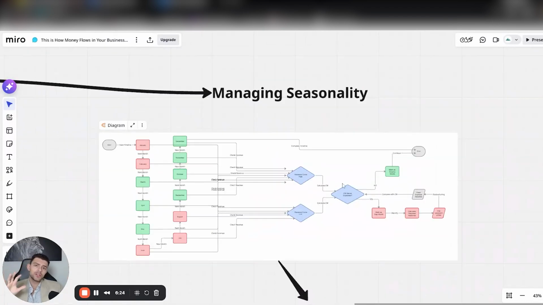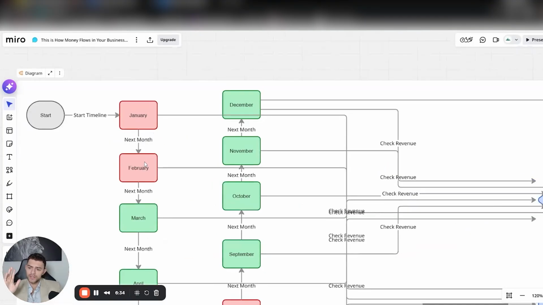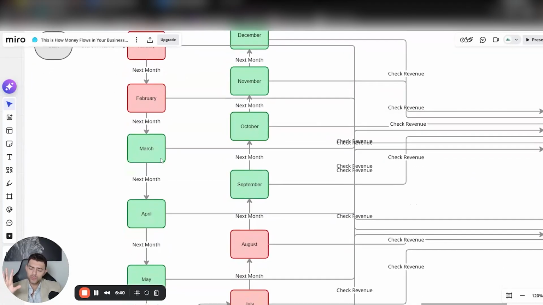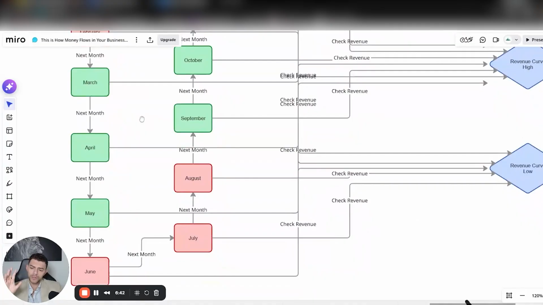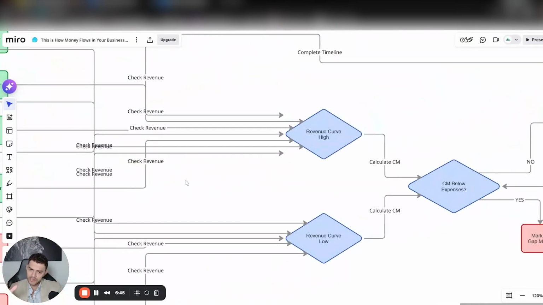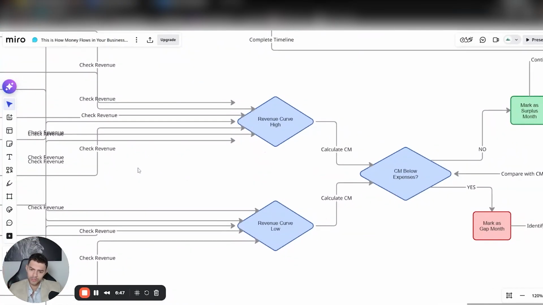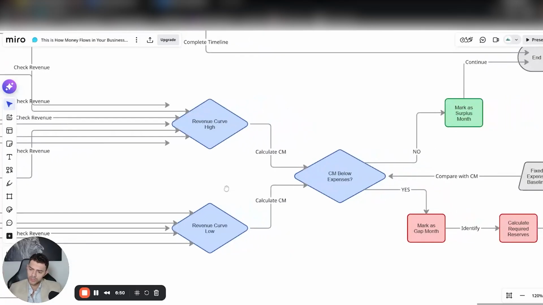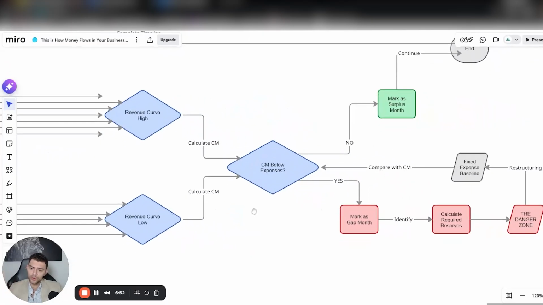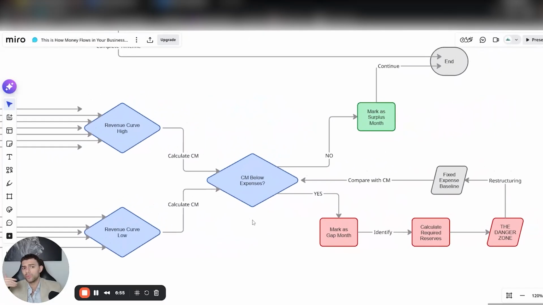Then we go into managing seasonality. And this is when you start to think in a more medium to long-term approach, depending on the size of your business. So essentially, we want to look at our historical data, assuming you've been in business long enough. And we want to see which months were we in a surplus and which months were we in a deficit. And we have a flow chart right here, which basically defines, okay, if our revenue curve is high or low, we need to calculate our contribution margin. We need to see if it's below the expenses that we had for margins, and we mark it as a surplus or we don't.